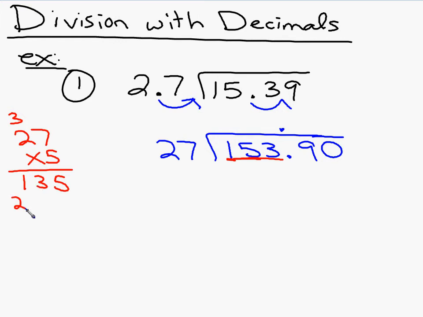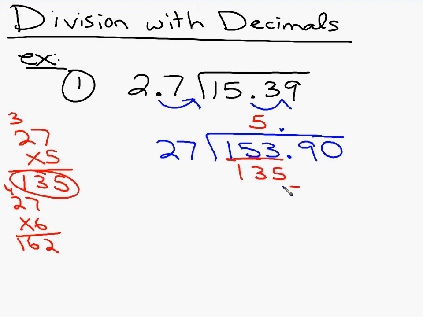If you're not sure, try 27 times 6. 6 times 7 is 42, carry a 4. 12 plus 4 is 16. So 6 times is too many. We need to use 5 times. So I put the 5 above the 3. I put the 135 below the 153, and I subtract just like before.